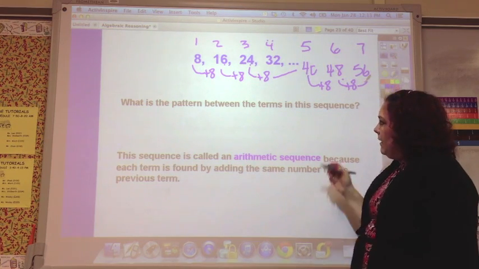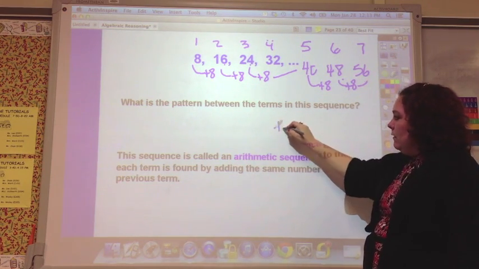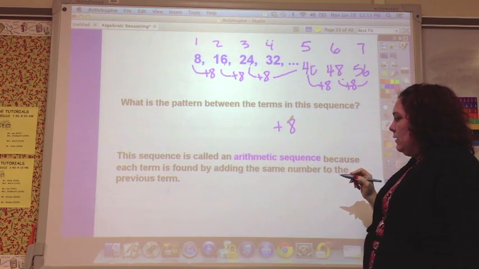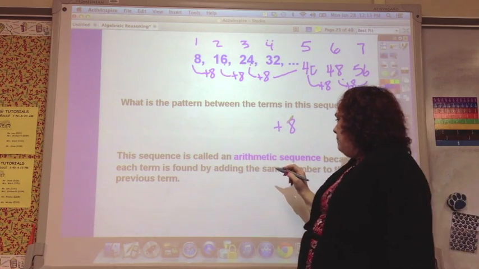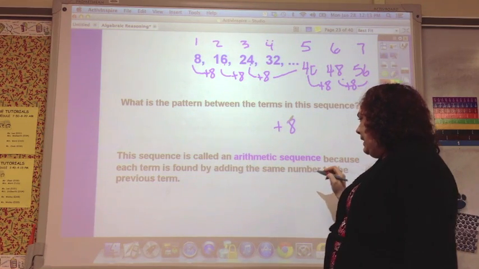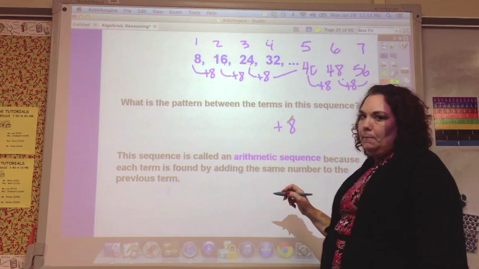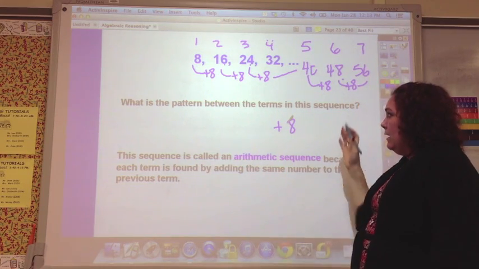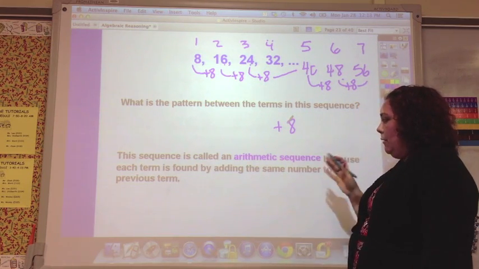And it says, what is the pattern? So it's plus 8. And this sequence is called an arithmetic sequence because each term is found by adding the same number to the previous term. So it's exactly the same number to number.